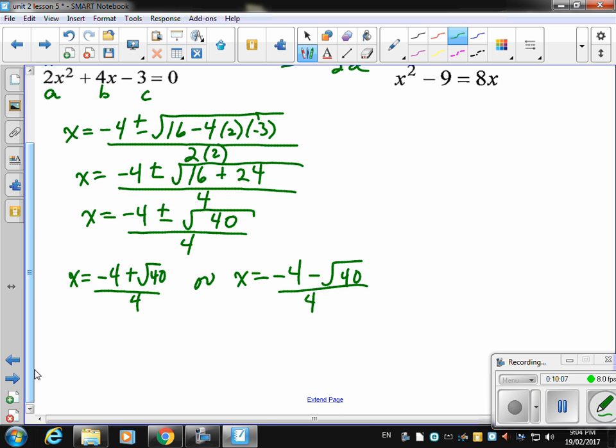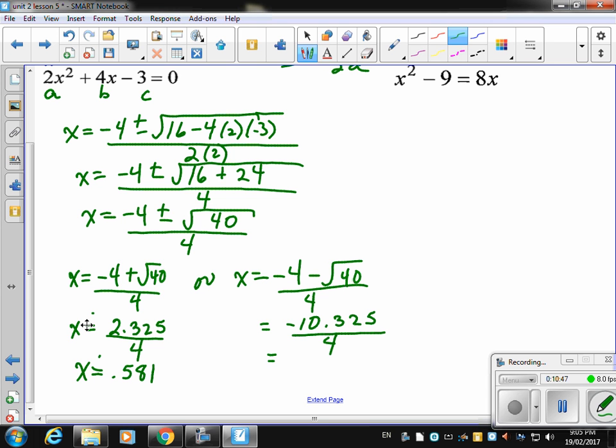So with a calculator in hand, -4 plus root 40 is 2.324, about 5 when I round properly, over 4. Again, you have to have a calculator for this. Divided by 4 is 0.581 approximately. The other x-intercept is -4 subtract root 40. And I have -10.324, 325 I guess, all over 4. Divided by 4, I have approximately -2.581 as my second x-intercept.